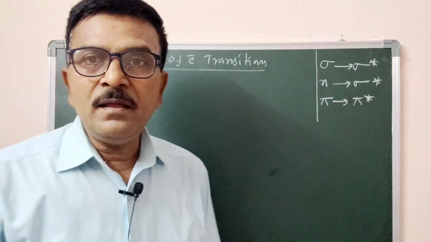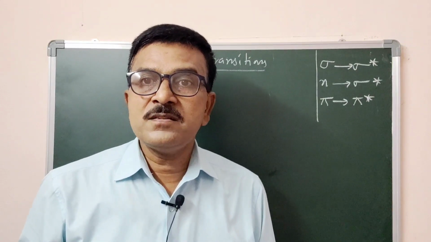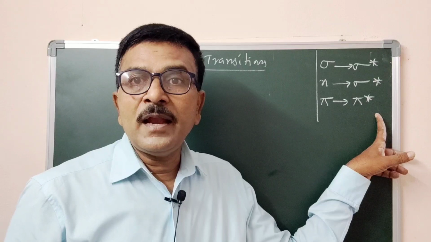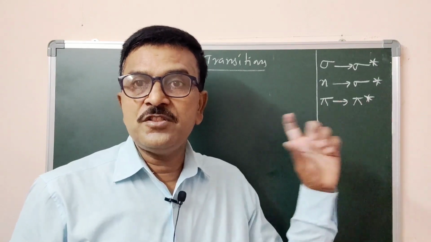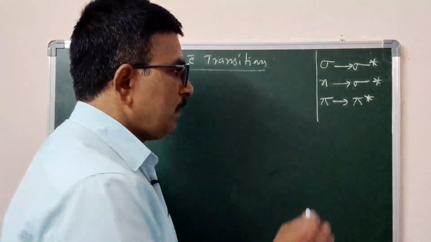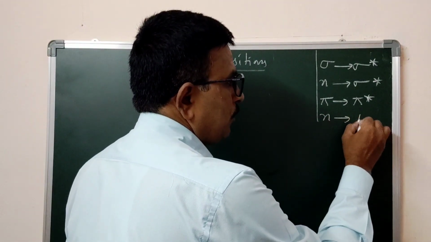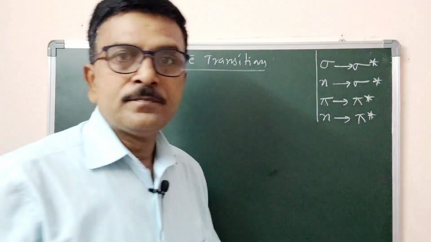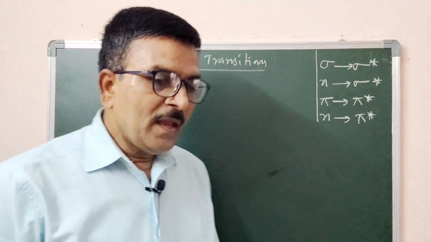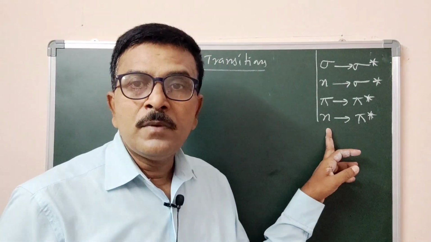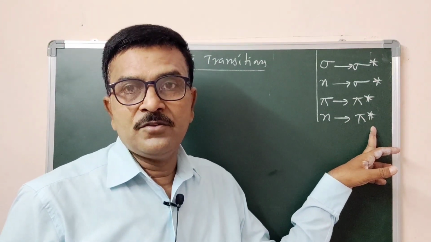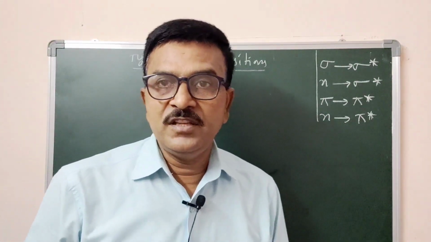So this represents the transition of electrons from the pi bonding molecular orbital to the pi anti-bonding molecular orbital. This is the third type of electronic transition, again an allowed transition. Then the N to pi star transition: the electrons of a non-bonding molecular orbital may undergo transition from the non-bonding molecular orbital to the anti-bonding pi star orbital, pi star ABMO. Is it clear?